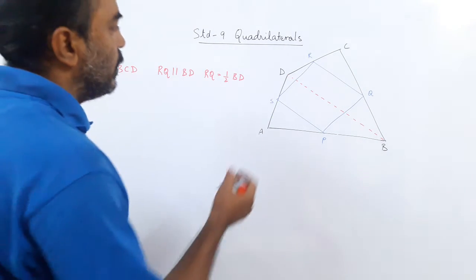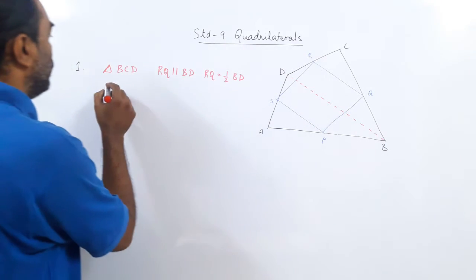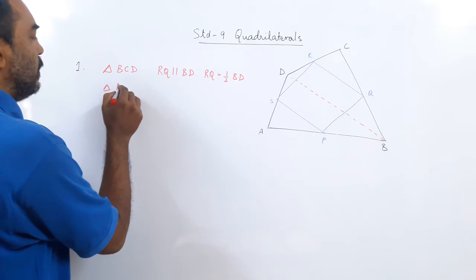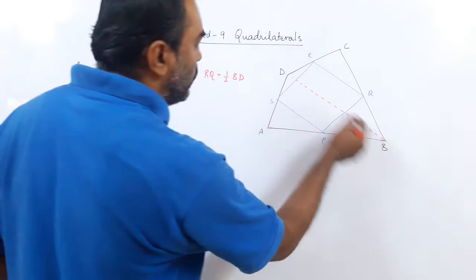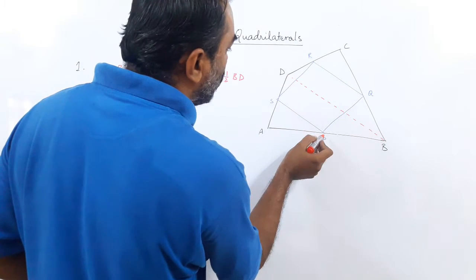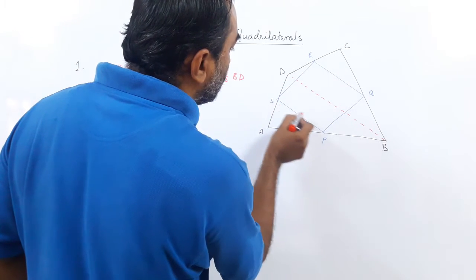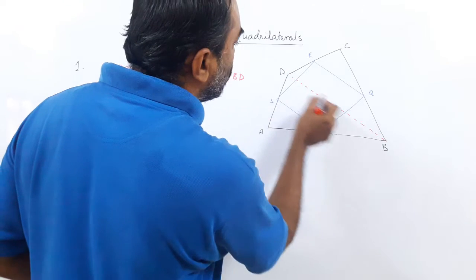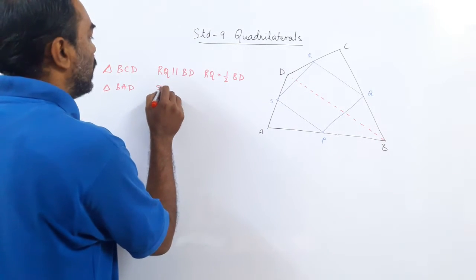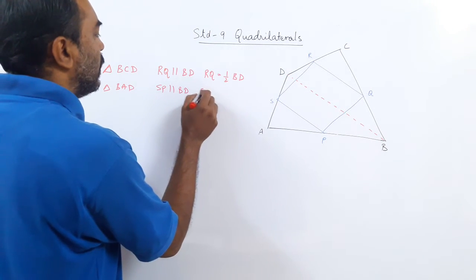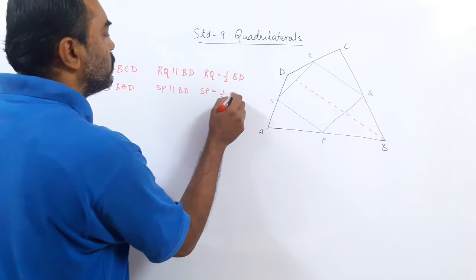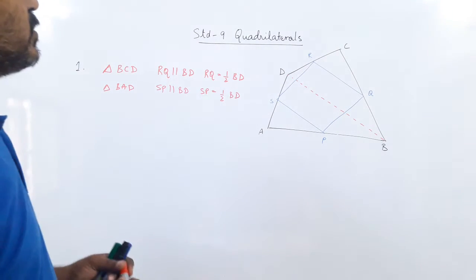Okay? Now look at triangle BAD, the triangle below. Again, this is the midpoint, this is the midpoint. So the line segment joining the midpoints is parallel to the third side and half of it. So SP is parallel to BD and SP is half of BD. So here we can end the sum.